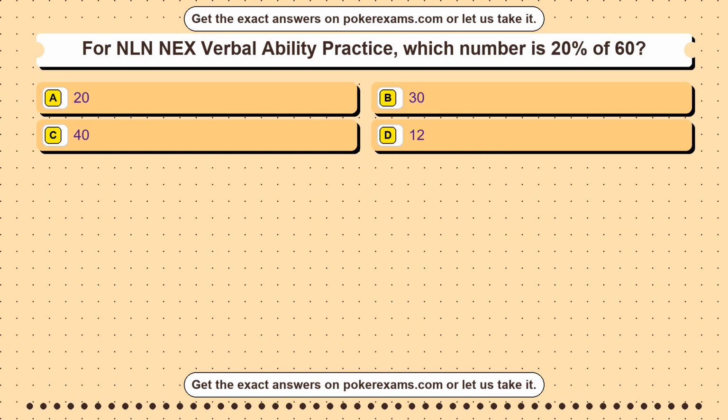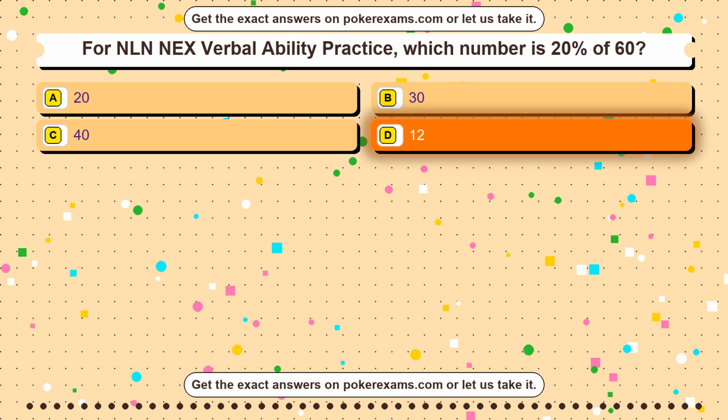Question 2. For NLN NEX Verbal Ability Practice, which number is 20% of 60? Option A, 20. Option B, 30. Option C, 40. Option D, 12. The correct answer is option D, 12.